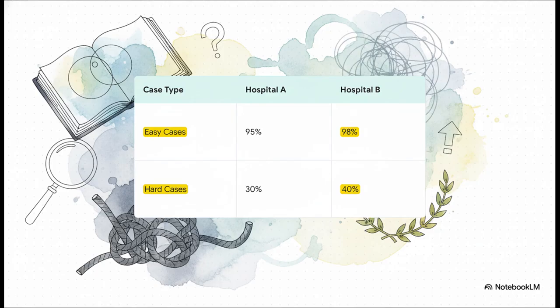And there it is. The lurking variable here is how tough the case was. When we split the data into easy cases and hard cases, the entire story flips upside down. Look at that. Hospital B is actually better for easy cases, 98% to 95%, and it's better for hard cases, 40% to 30%. So how did Hospital A look better overall? Simple. It just got way more of the easy patients, which skewed the total numbers.